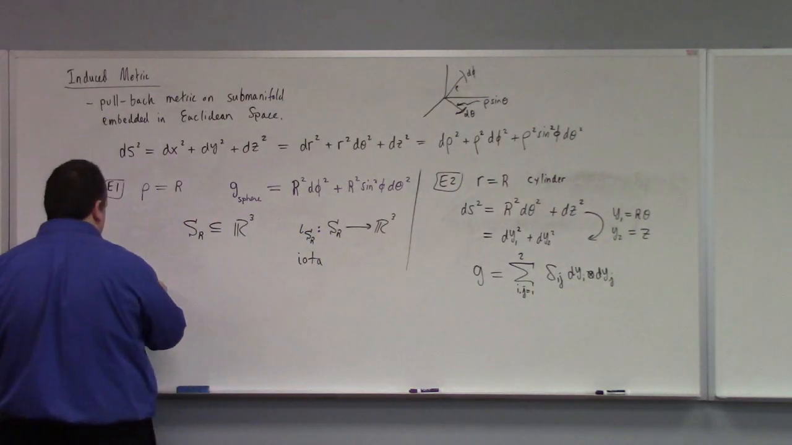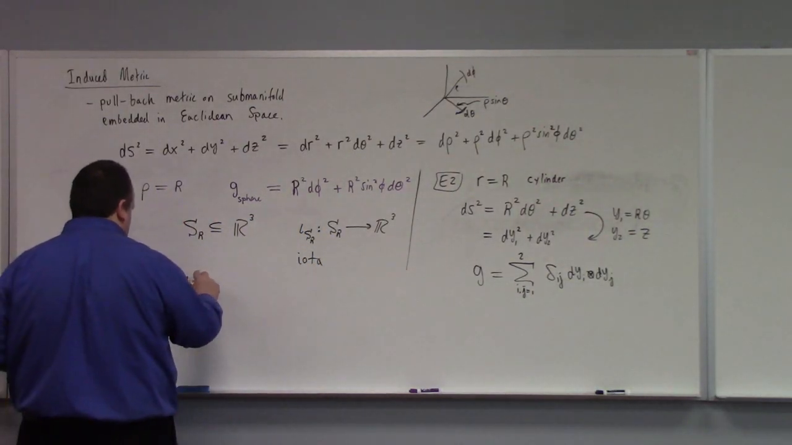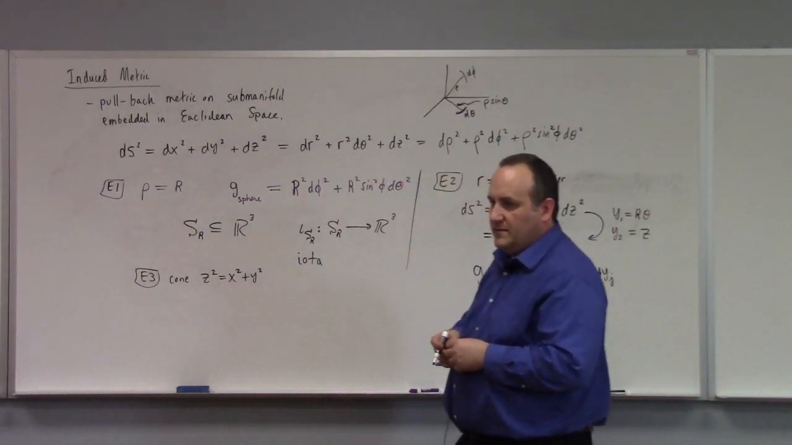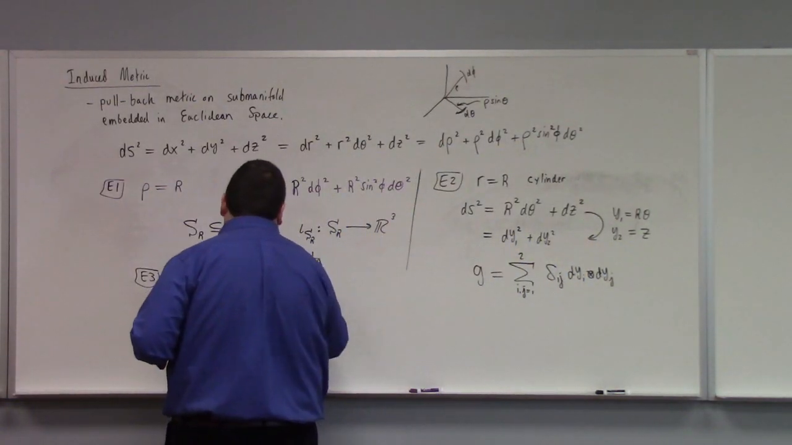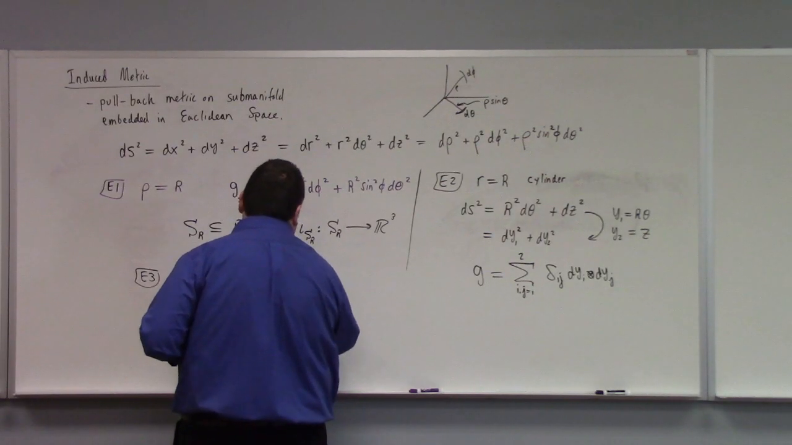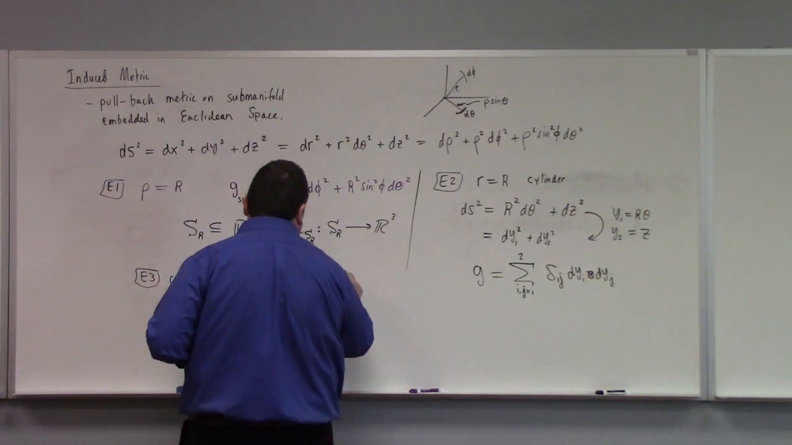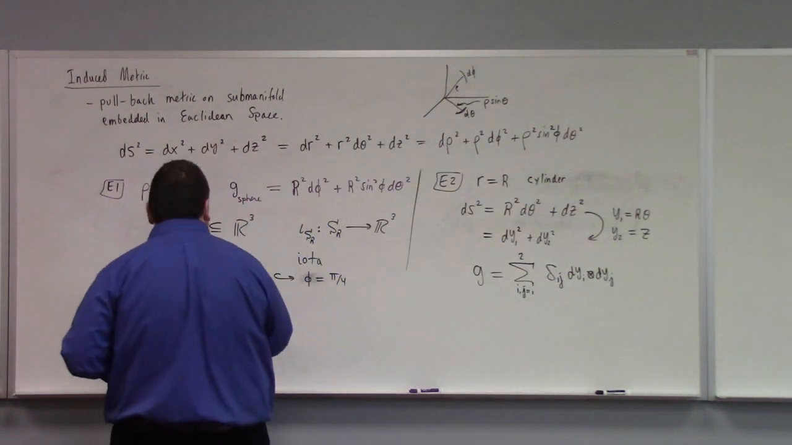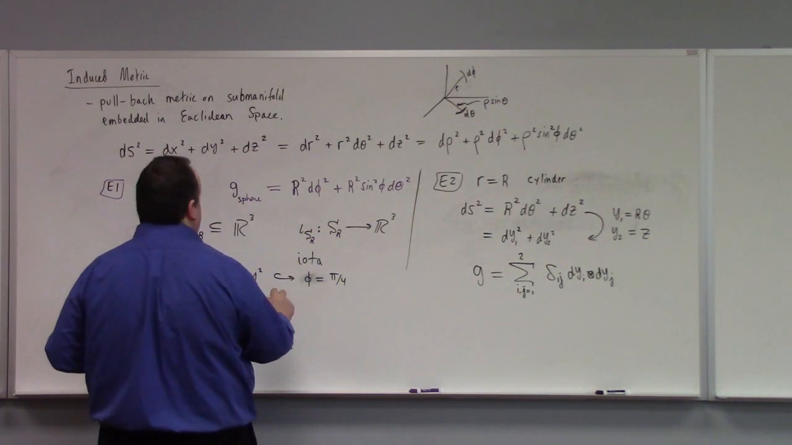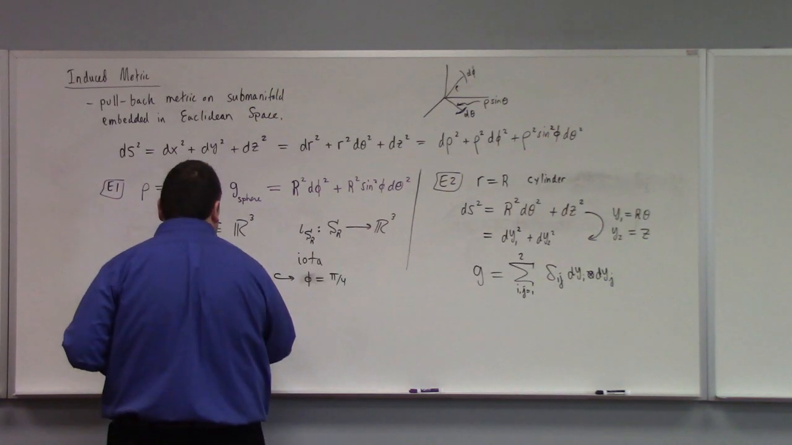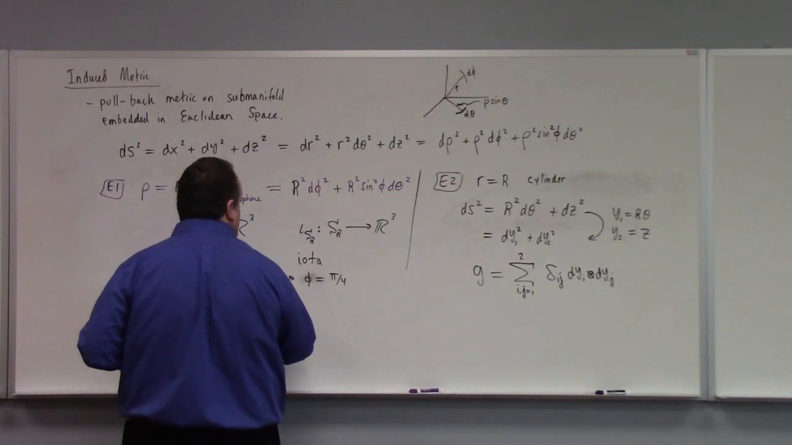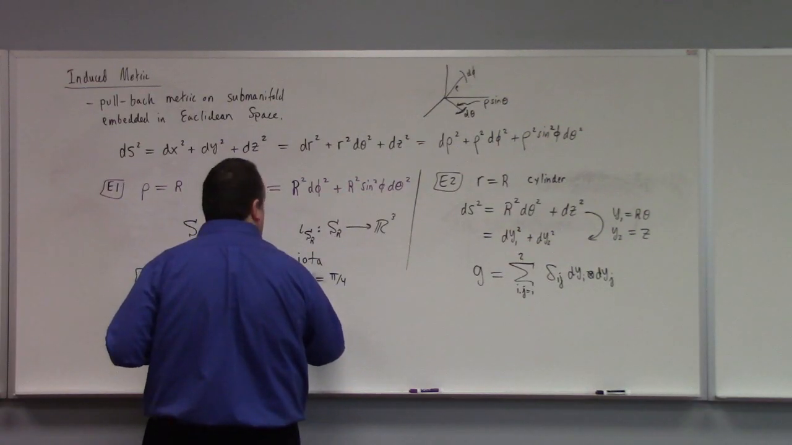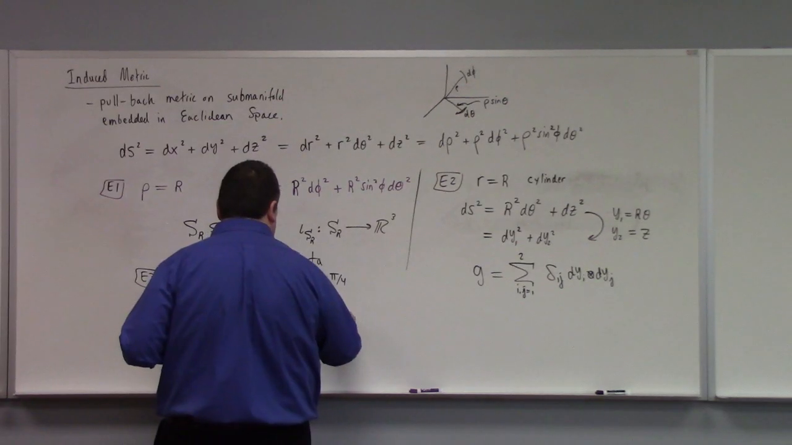Example 3, cone, z squared is equal to x squared plus y squared. That's a 45-degree cone. This is tantamount to saying that your angle phi is pi over 4. And as such, the metric on the cone you can write as ds squared is d rho squared plus rho squared sine of pi over 4 squared, which is a half, and d theta squared, yeah?